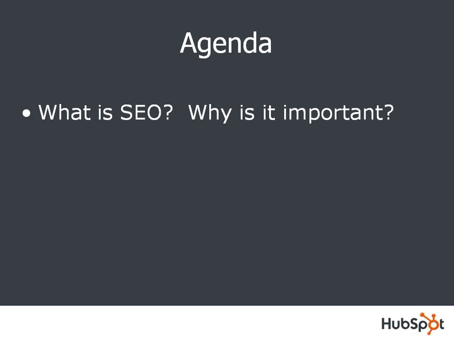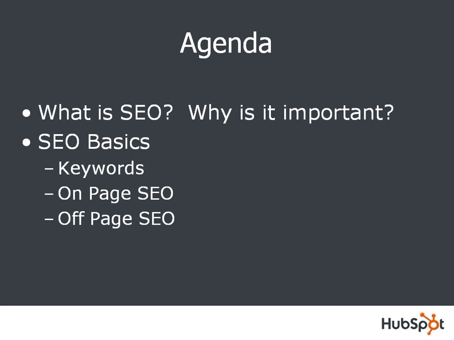I'm going to start with a little bit of information about what is SEO and why is it important. I'm then going to talk about just the basics of SEO, and I'm going to break that down into three different sections. One is keywords. Another one is on-page SEO. We're going to talk about off-page SEO as well. Then we're going to talk a little bit about measuring results and what are the things you need to do to make sure that your SEO program is effective.